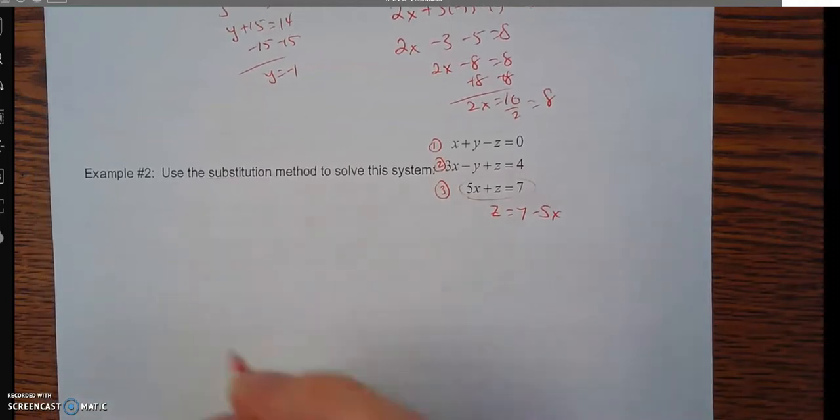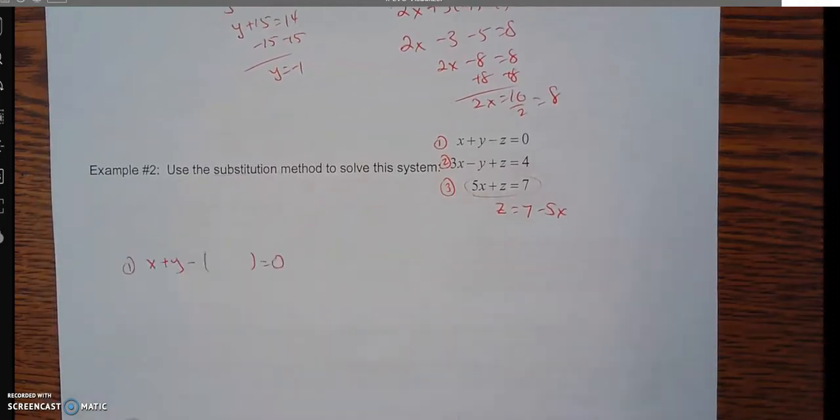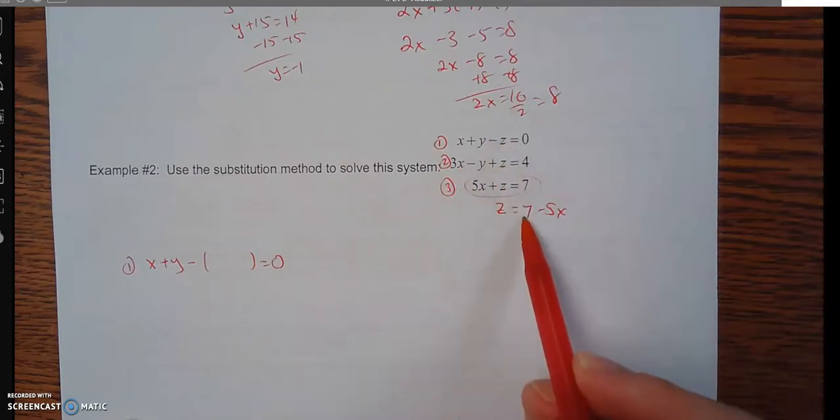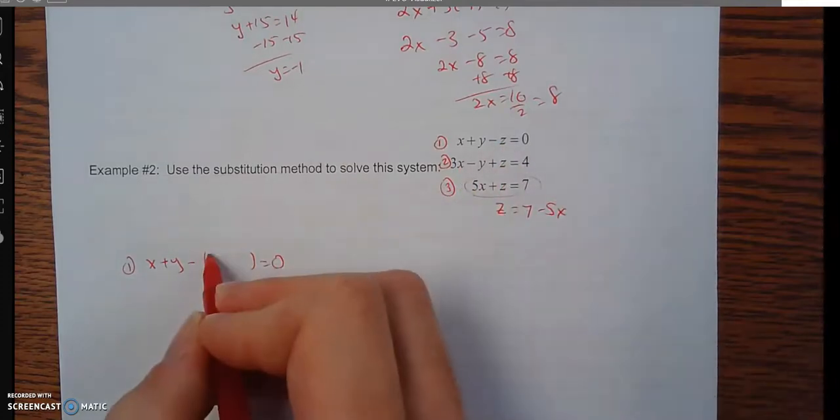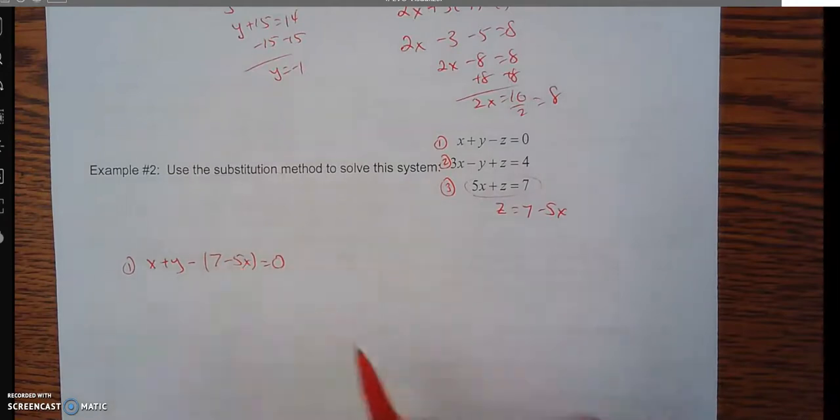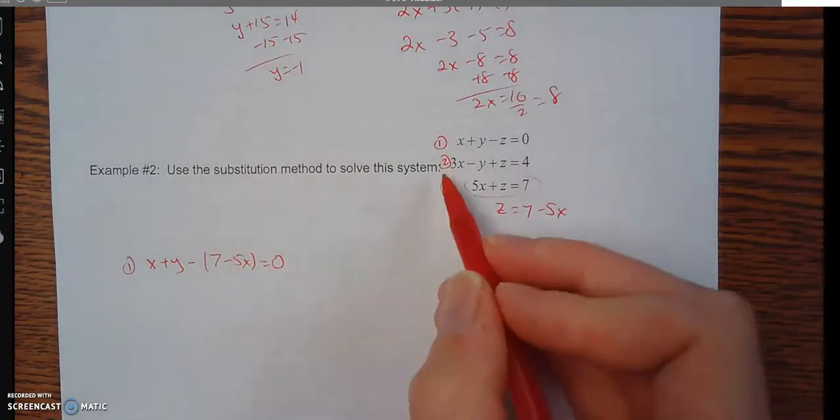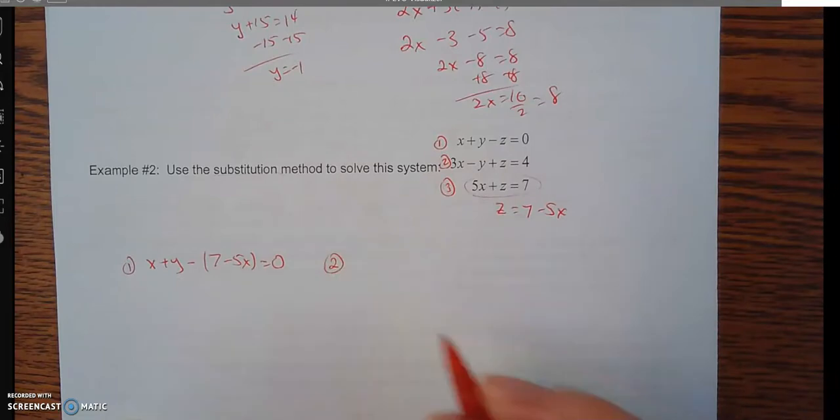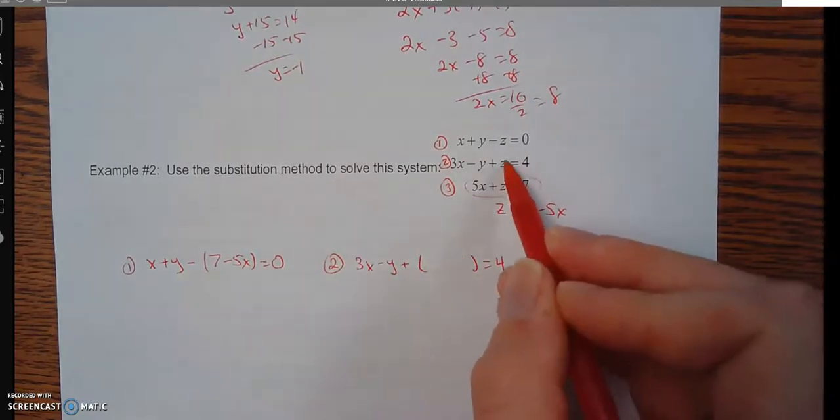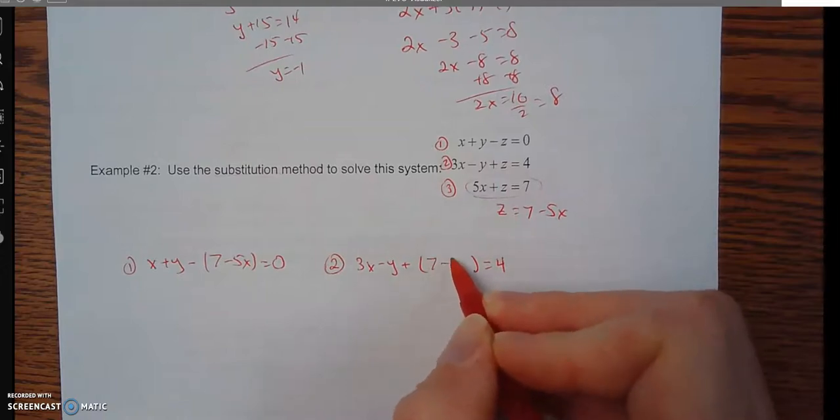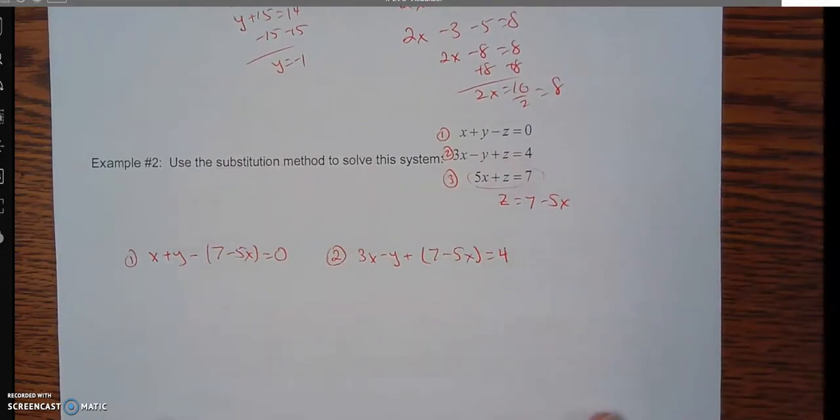So I'm going to take equation 1. I'm going to write it down, but I left a gap where z was because I want to plug this in into z's place. Okay, and then I'm going to do the same thing with equation 2. I'm going to write it down and leave a gap for z. Okay, so here's a gap where z was. I'm going to plug 7 minus 5x in its place. And now I need to simplify both of these.